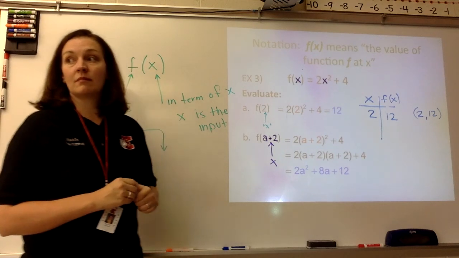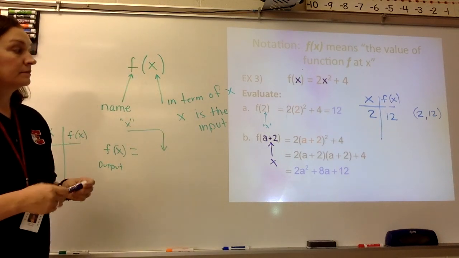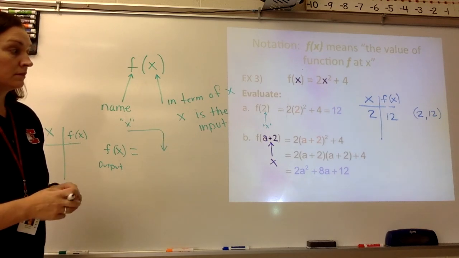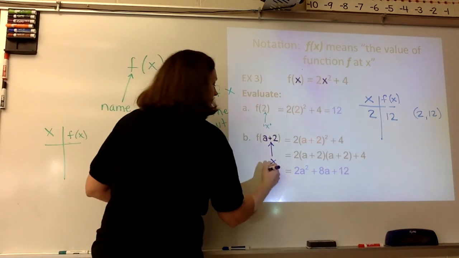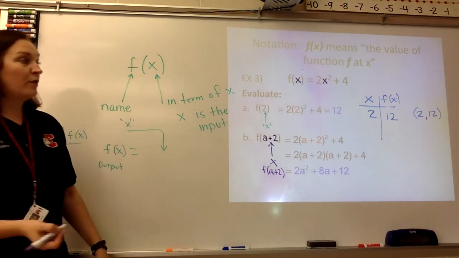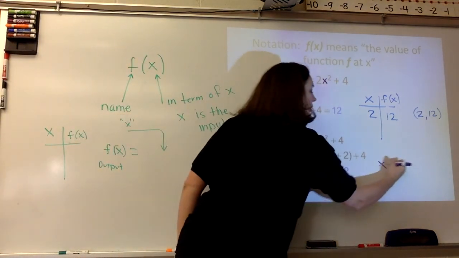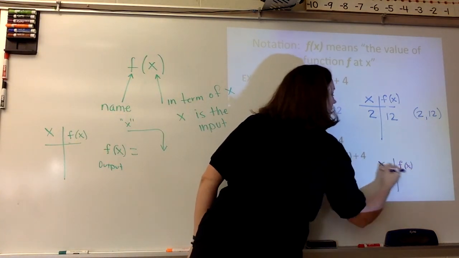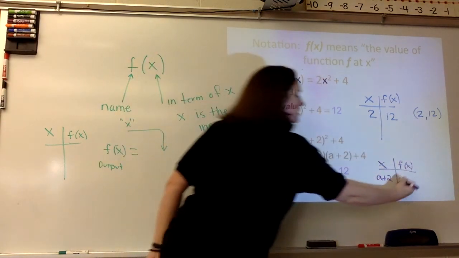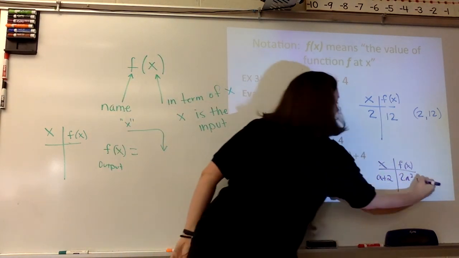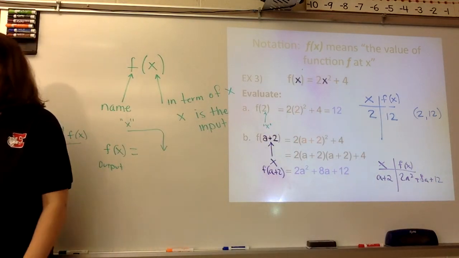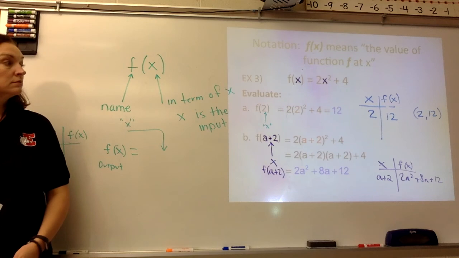Would you write your answer like f of b? Would you write f and then in the parentheses put a plus 2 equals the answer we just got? Like that? Yes. So again, if we had a symbolic form of this over here with your x and your f of x, you would say that this would be a plus 2, and your final answer would be 2a squared plus 8a plus 12. Questions?